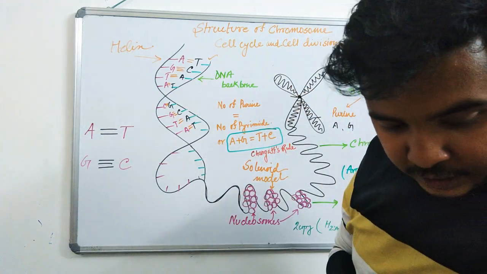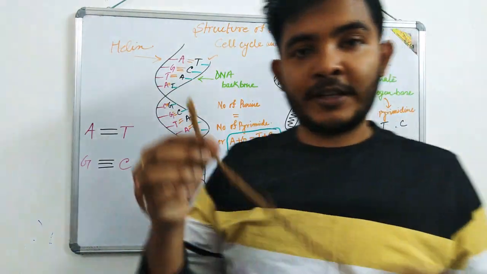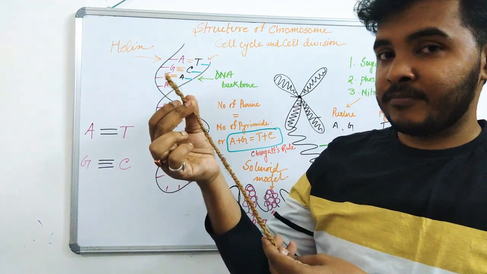Okay, for your easiness, I bought something. I think this will help you. You can see this thing. This is a coconut rope.